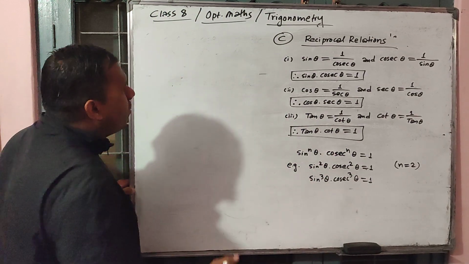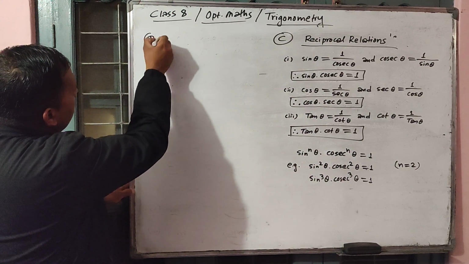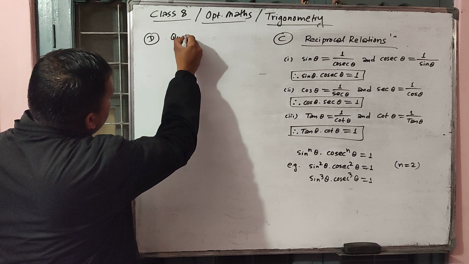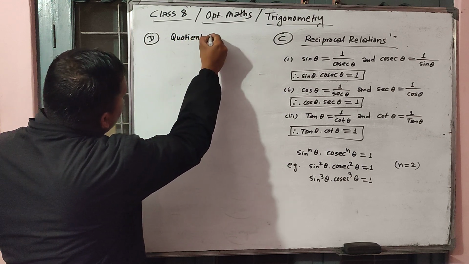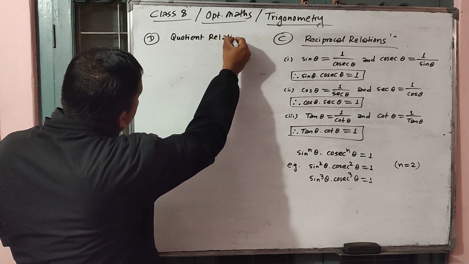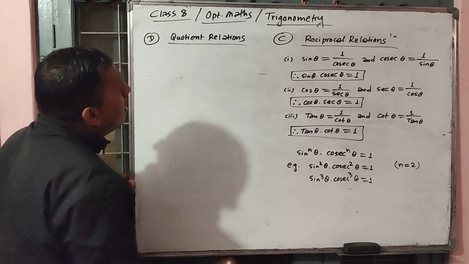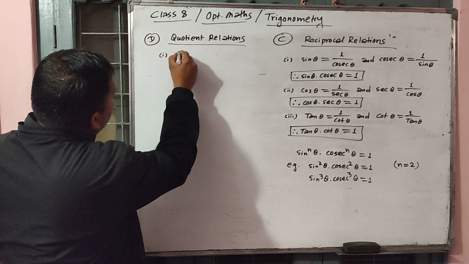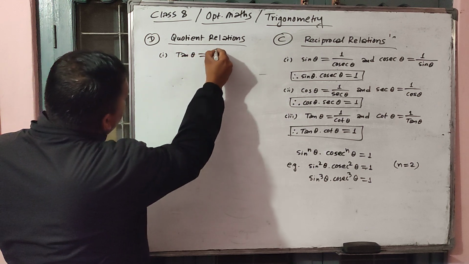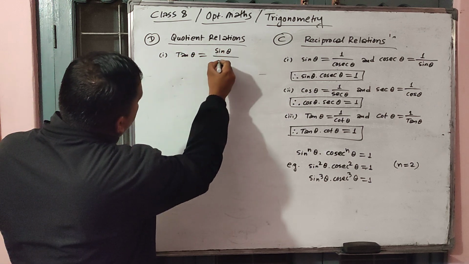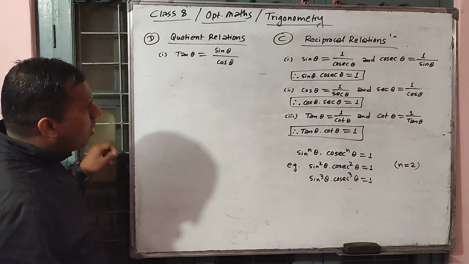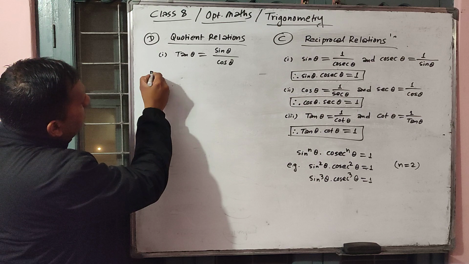Okay, students, now next level, D, cosine relation. In cosine relation, we have two relations. First one is tan theta equal to sin theta upon cos theta. Let us prove this.